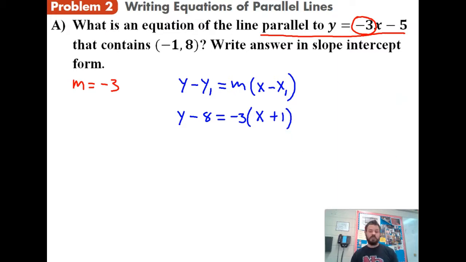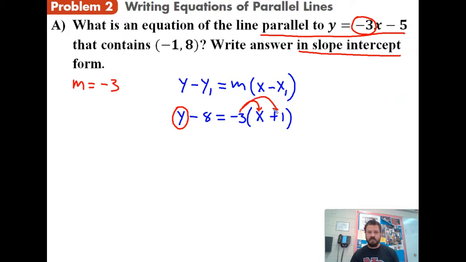Okay, so there's an equation for the line I'm looking for, parallel to this line with the same slope through this point. Now, the trick is we want to write the answer in slope-intercept form. So, in other words, solve this equation for y, get the y by itself, and then we'll have our y equals mx plus b form. Okay, again, just like we did in the last lesson.